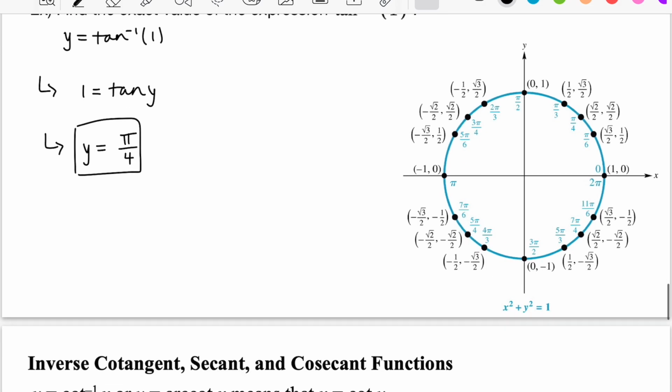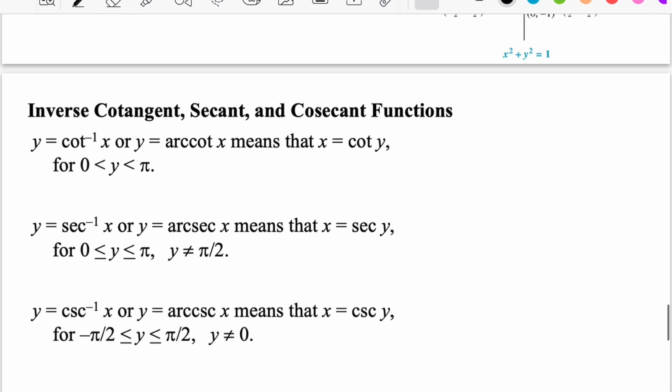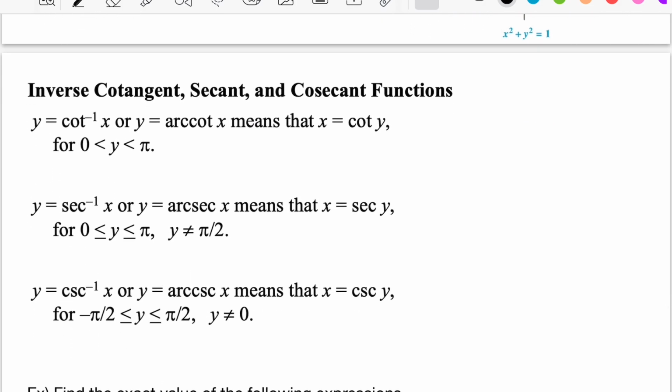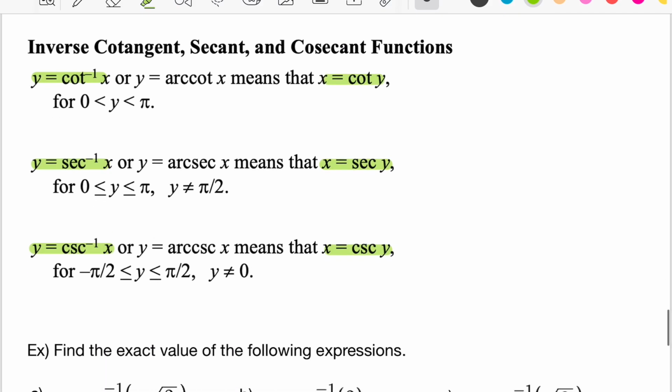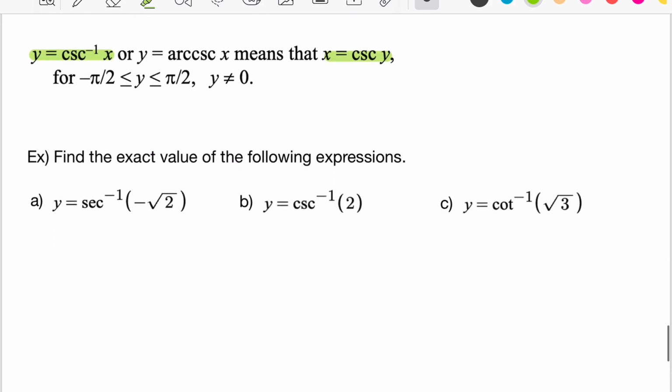Alright, so this brings us to our inverse cotangent, secant, and cosecant functions. They're all very similar to the last ones we looked at. If we have y is equal to arc cotangent of x, this means x is equal to cotangent of y. And similarly for secant and cosecant functions. We'll use this to do the next several examples here. We want to find the exact value of these expressions.